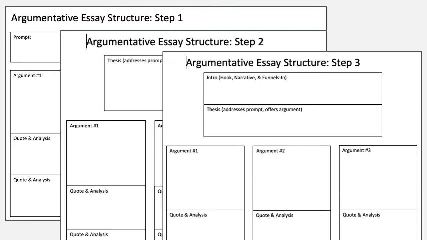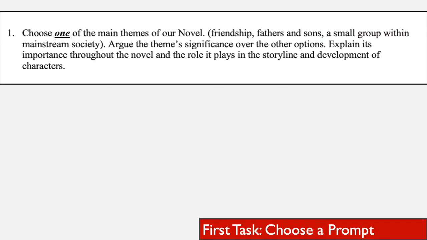Step 3 is having our thesis in order, having our arguments down, and then crafting the introduction paragraph with the hook, the narrative, the funnel in, and then looking further into our quotes. So Step 1, choose the prompt. Step 2, create the thesis. And Step 3 was creating the introduction paragraph. Now we're going to move on to Step 4 once again. Now Step 4 for us is what we're doing here in second semester. It's taking our three arguments and making sure that we combine them into one main argument. That's Step 4. All right, let's go ahead and do it, and let's choose our prompt.